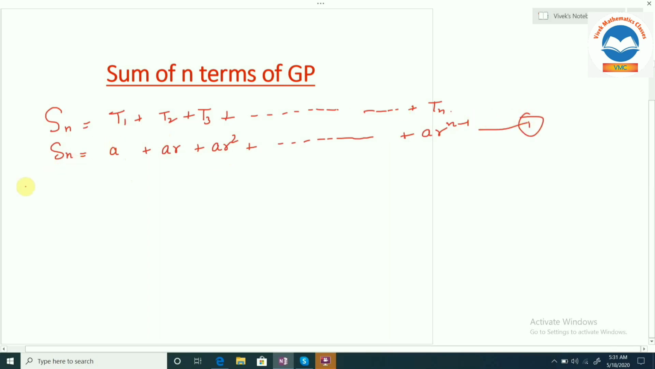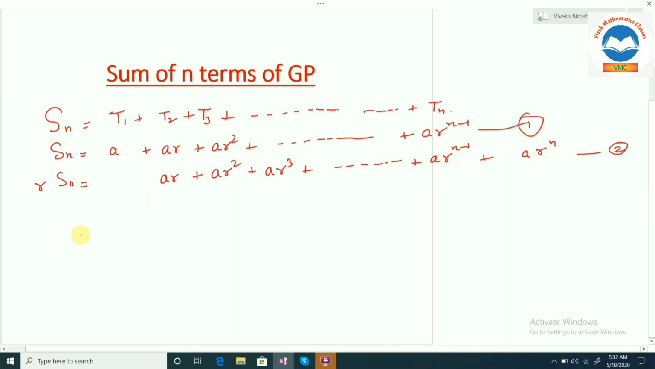In this equation number 1, we will multiply by R, to get R Sn. If you multiply the first term by R, you will get AR. In the second term, you will get AR square. In the third term, AR cube. In the n minus 1th term, you will get A into R to the power n minus 1. Plus, the nth term multiplied by R gives AR to the power n. This is our equation number 2.